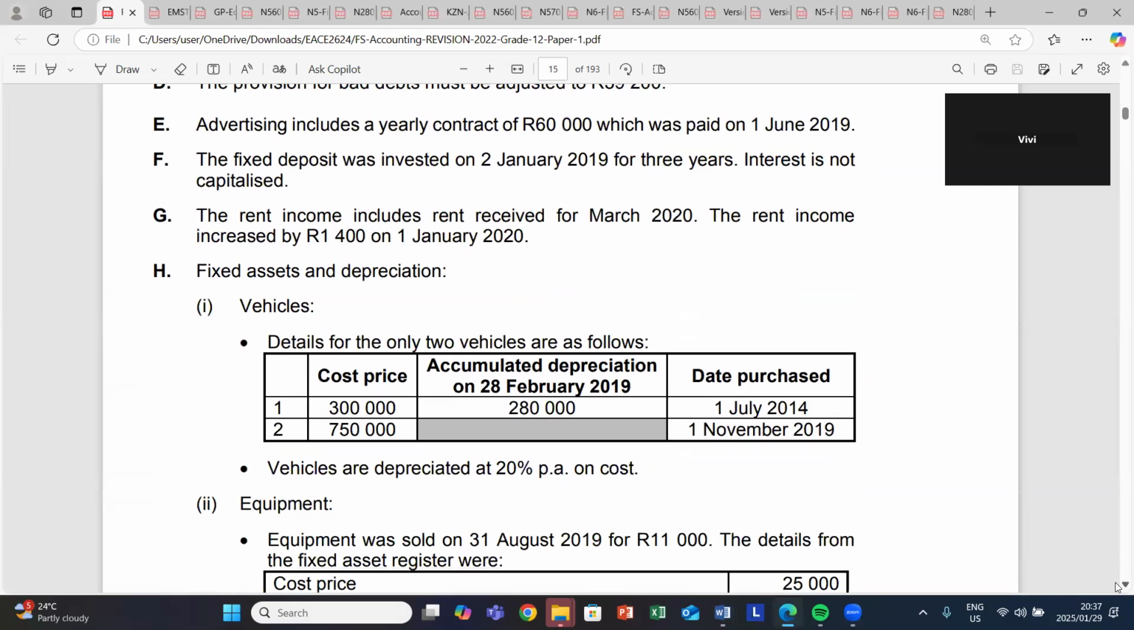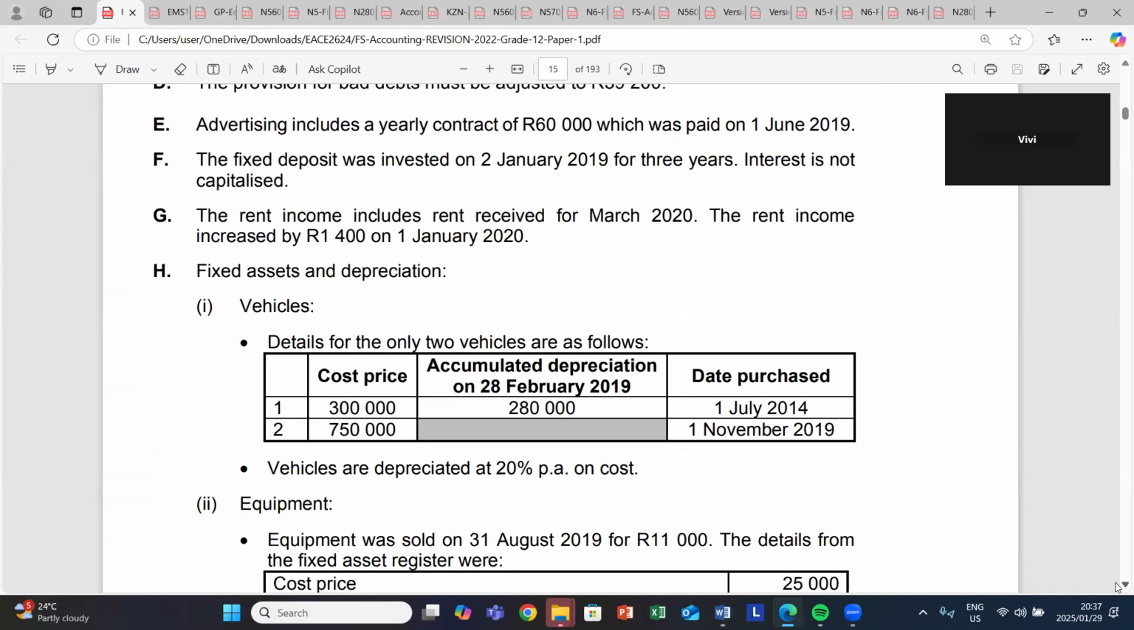The next transaction includes the rent receipt for March. This one talks about rent. What is the first thing that you will do with regards to this transaction? It talks about rent.